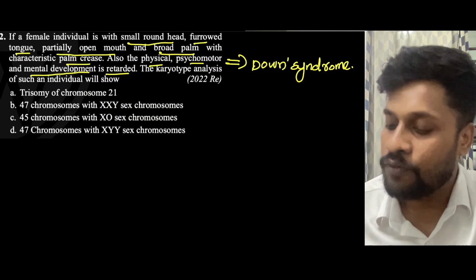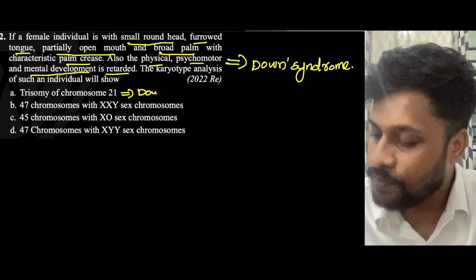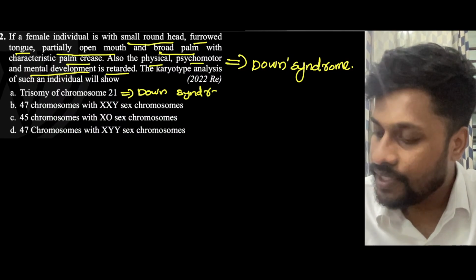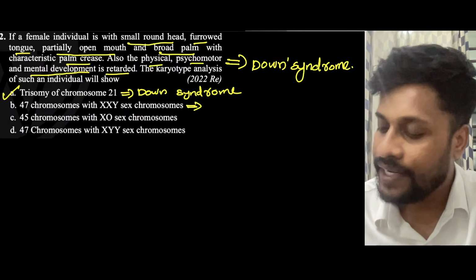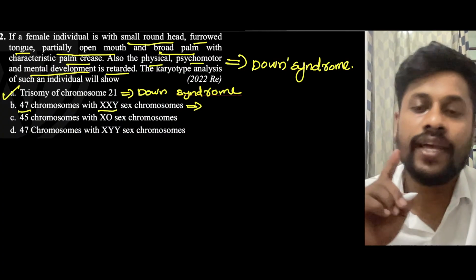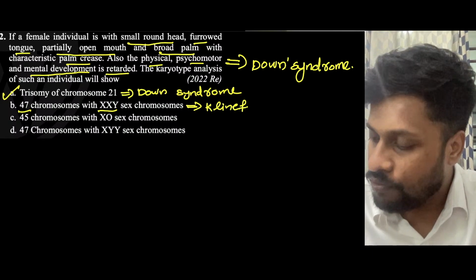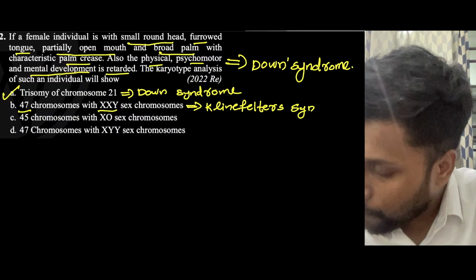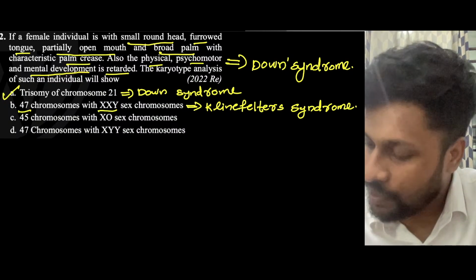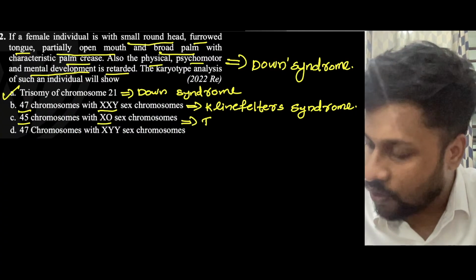From this question, you can learn the characters of Down syndrome: small round head, furrowed tongue, partially open mouth, broad palm with characteristic palm crease, and physical, psychomotor, and mental development retarded. All these are characteristic features of Down syndrome. Now let's take option 1, trisomy of 21st chromosome. This is nothing but Down syndrome, so the answer will be option A. What is the second option? 47 chromosomes with XXY condition is Klinefelter's syndrome. Next, 45 chromosomes with XO is called Turner's syndrome.